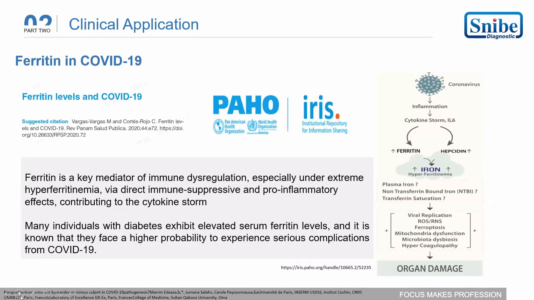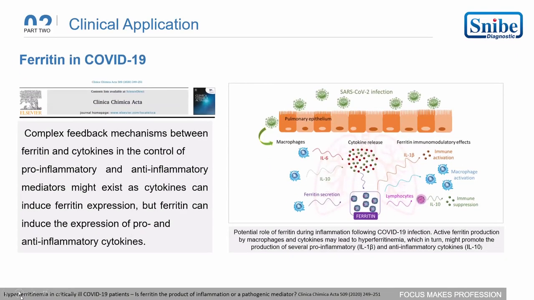If we talk about the ferritin level in COVID-19, ferritin is a key mediator of immune dysregulation, especially under extreme hyperferritinemia, via direct immunosuppressive and pro-inflammatory effects, contributing to cytokine storms. Many individuals with diabetes exhibit elevated serum ferritin levels, and they face a higher probability of serious complications from COVID-19.